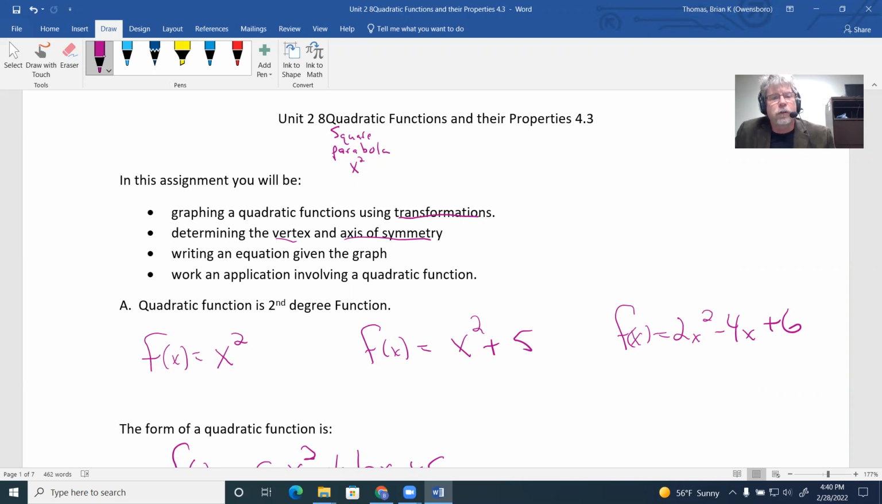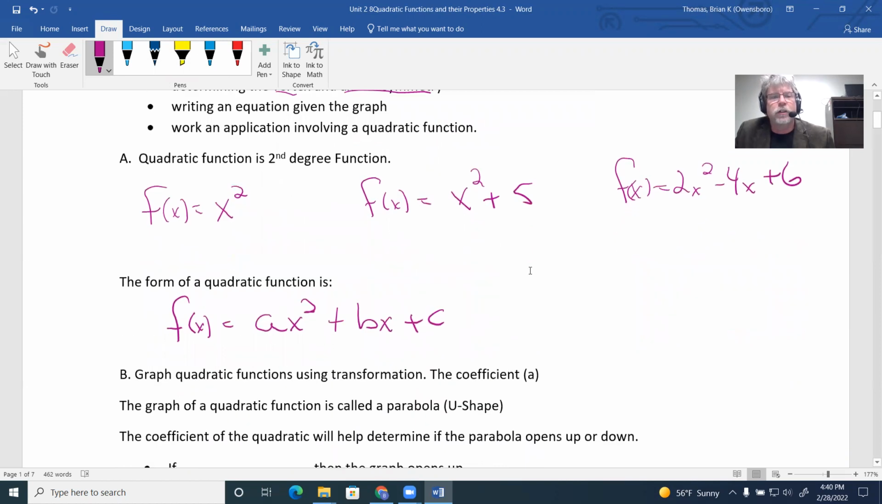One of our goals also is to write an equation if given the graph of a quadratic. So if we see a quadratic graph, in other words, if we see a parabola, we're going to try to write an equation that fits that graph. And of course, applications. So we're going to look at some applications involving the quadratic function.